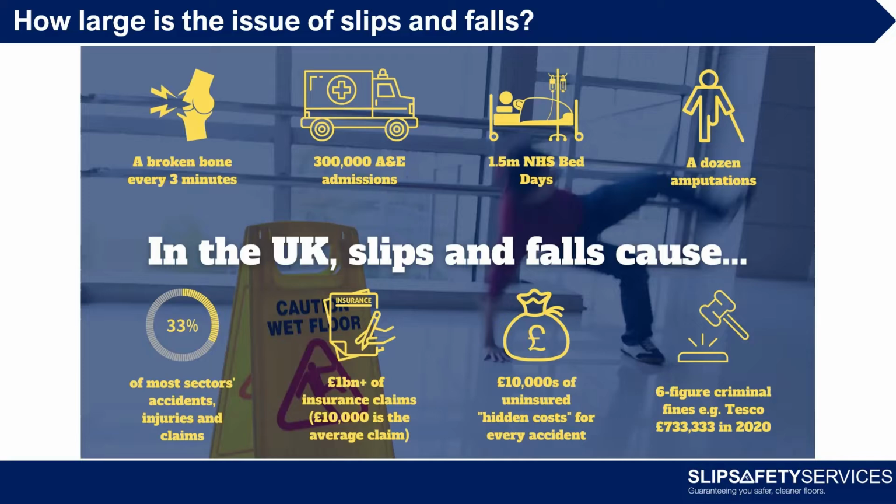If we come down to thinking about more of the sort of financial economic costs, in most sectors, slips are around a third of accidents, injuries and claims. There's over £1 billion a year of insurance claims costs in the UK each year, and the average claim is about £10,000 for public liability, of which those are the majority. If you've got an employer's liability, the claim typically is a bit higher.